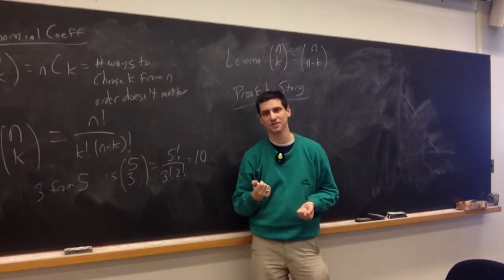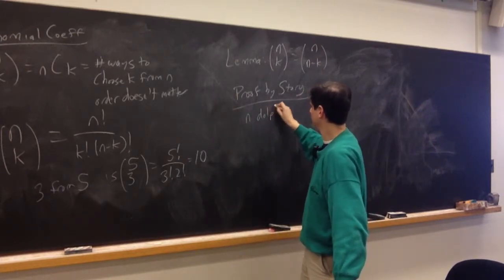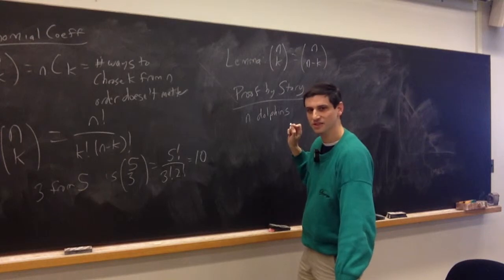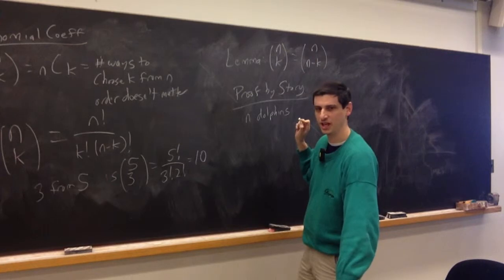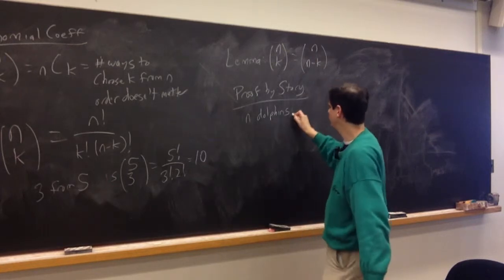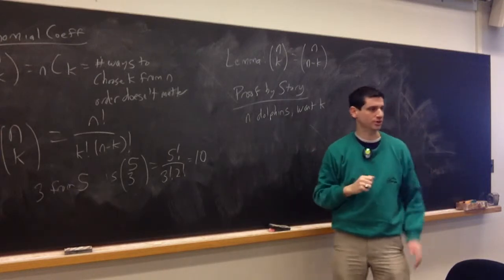So you have n dolphins. Okay. And you want to assemble them one per pen in k pens, but order doesn't matter. Wait, one per pen in k pens? So I'm choosing k of them? Yeah. All right, we have n dolphins, and we want k of them. And we don't care about the order.